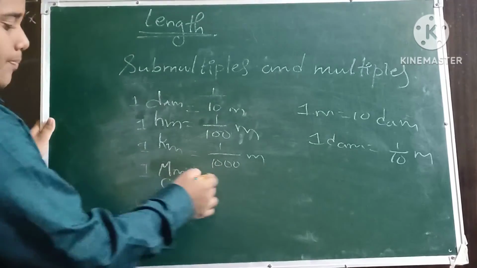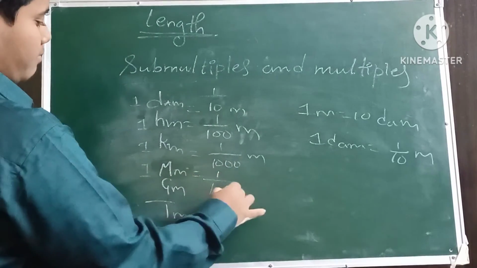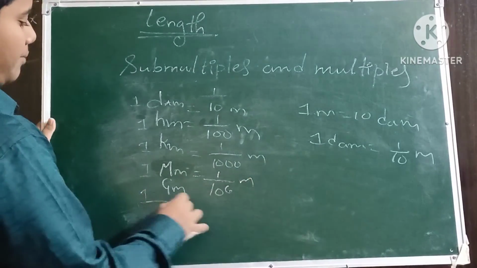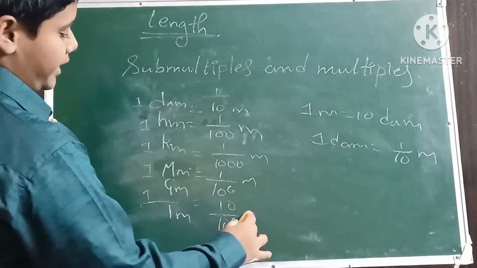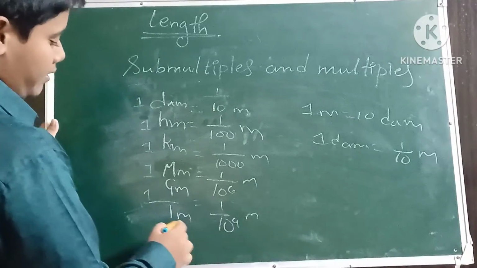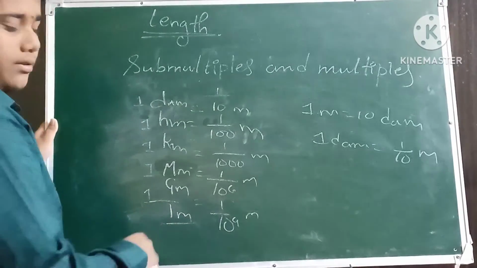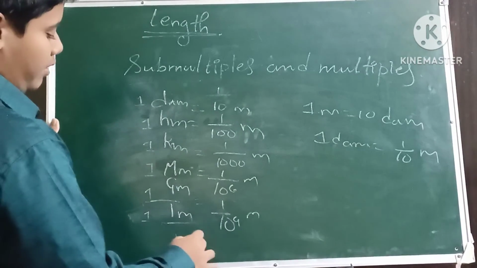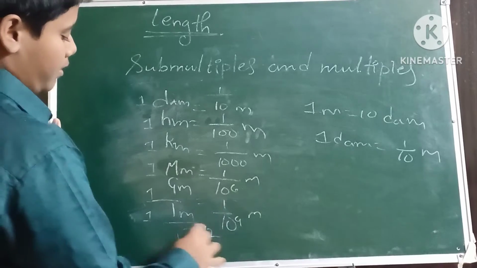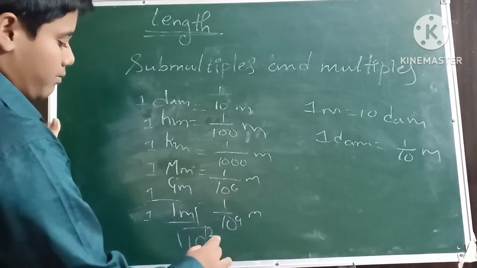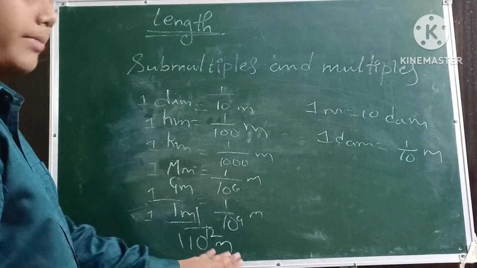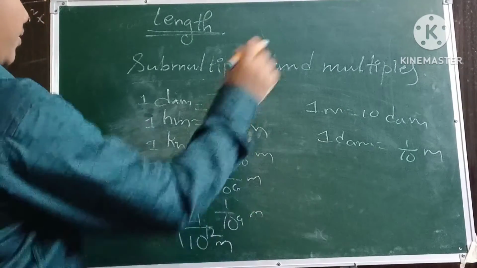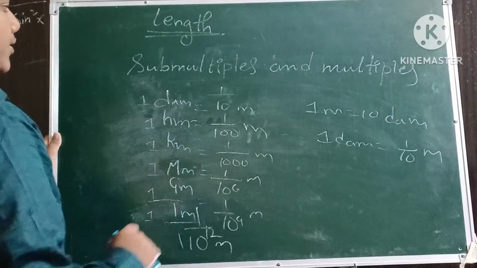Megameter is equal to 10 to the power of 6 meters, and 1 gigameter is equal to 10 to the power of 9 meters, and 1 terameter is equal to 10 to the power of 12 meters. Okay, these are the multiples of length.